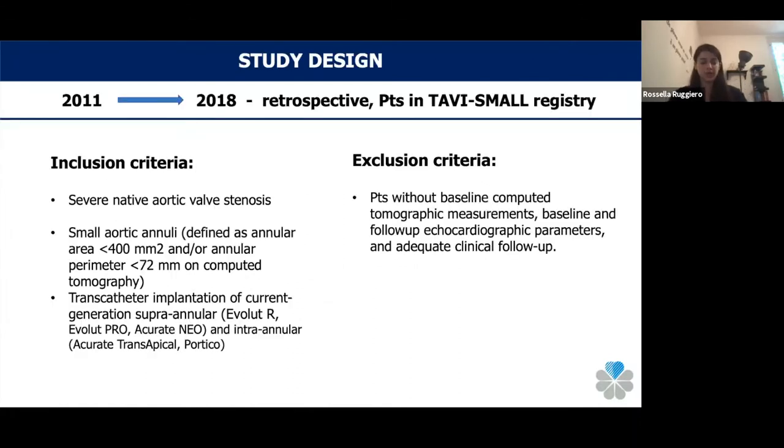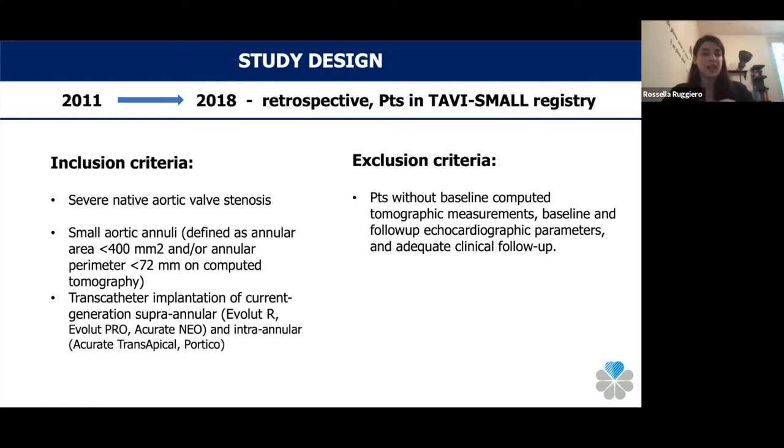Patients enrolled in this study were previously enrolled in the TAVI small registry, which is a retrospective registry, taking place from 2011 to 2018.